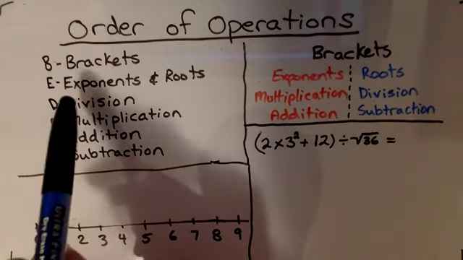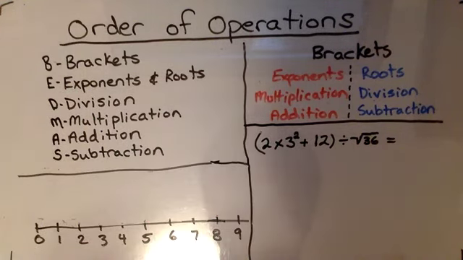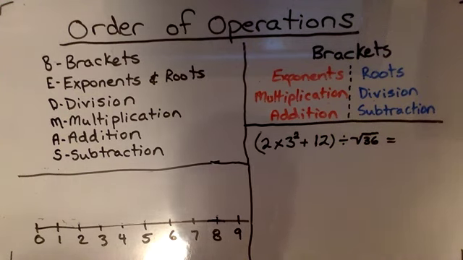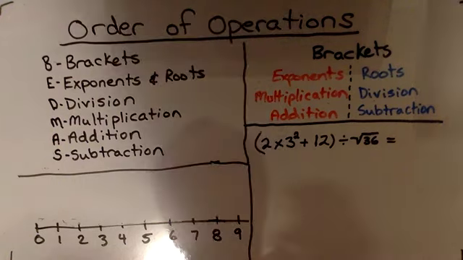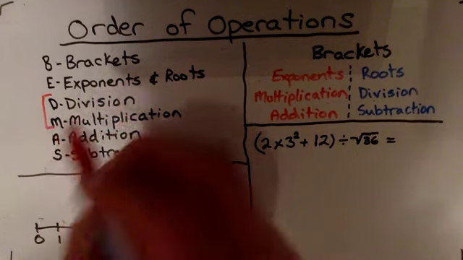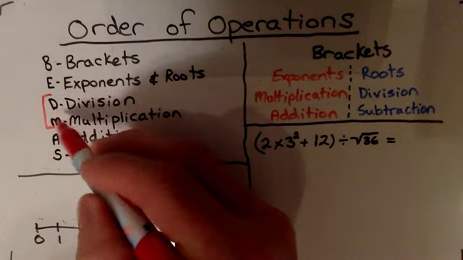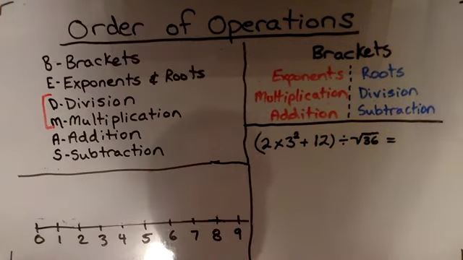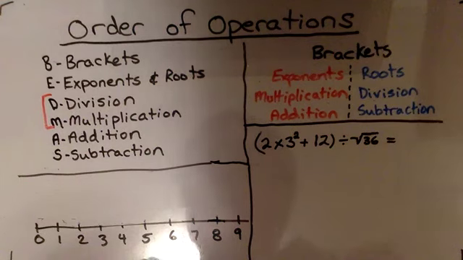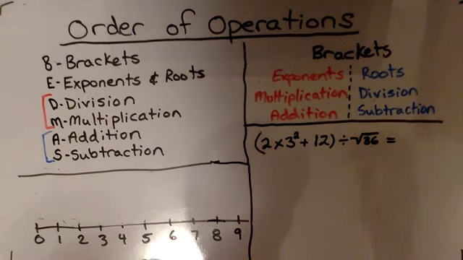Now, there are a couple of oddities to this system that you have to remember. First of all, as you've probably noticed, exponents and roots are combined. So E stands for exponents and roots. The second one is that with division and multiplication, as much as I say you follow this order, those two can be done in either order. You can do multiplication first or division first. It doesn't really matter. And similarly, between addition and subtraction, the same thing is true. You can do them in either order.